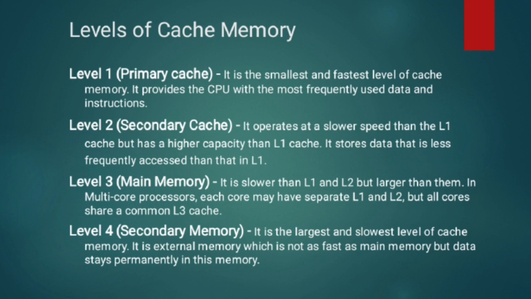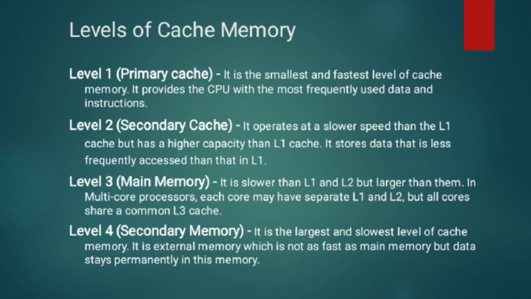Next we have the L3 cache. The L3 cache or the tertiary cache is slower than L1 and L2 but larger than them, typically around 1 to 8 megabytes in size. It has twice the speed of the RAM. It is usually found on the motherboard. In multi-core processors, each core may have separate L1 and L2 caches, but all the cores share a common L3 cache. Finally, we have the L4 cache.